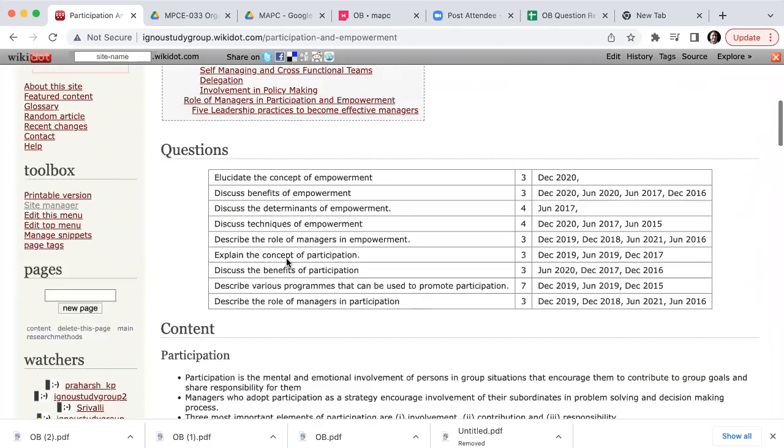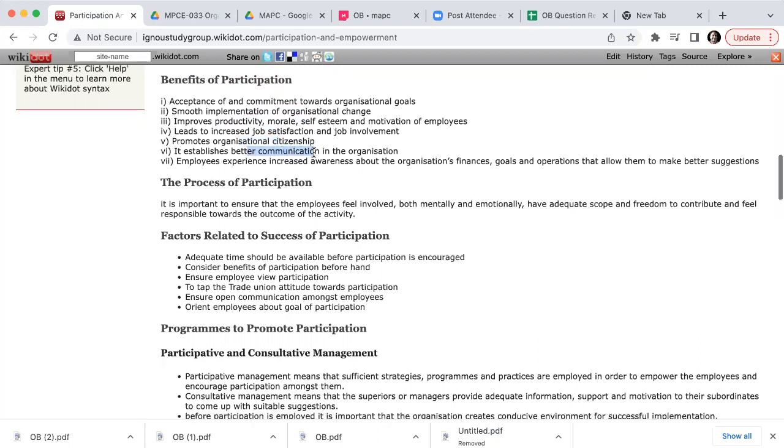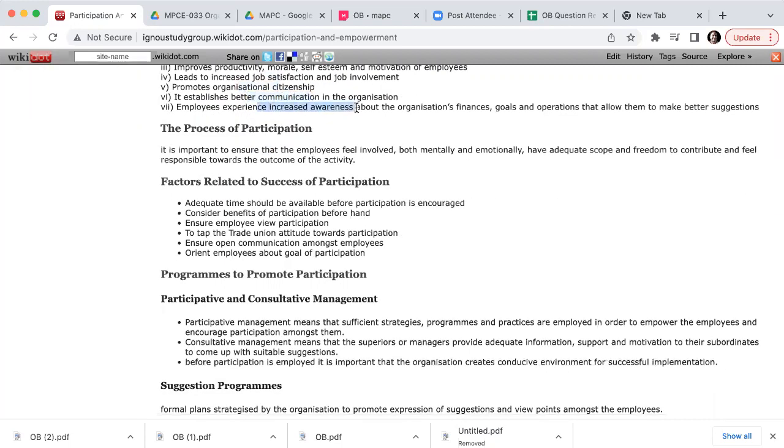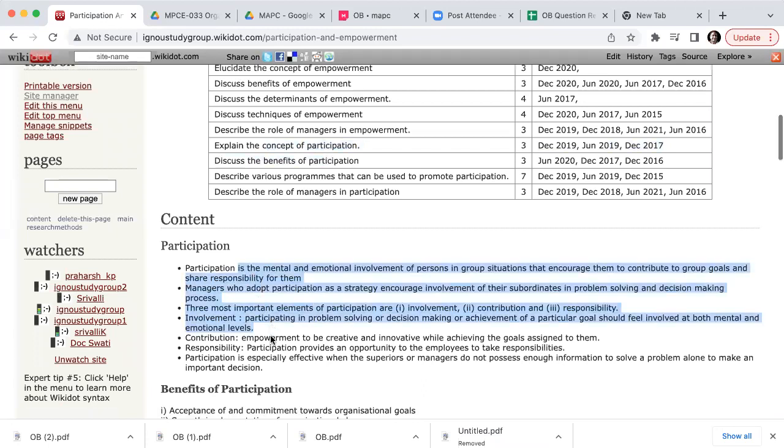Now we are going into the benefits of participation. I think most of the benefits are very ordinary and clear for us. It is going to improve the commitment. It is going to make change very easy because now people are involved in it. It is going to improve productivity, morale, job satisfaction, and organizational citizenship, so they feel more belonging to the organization. It will give better communication within the organization, and employees are aware of exactly where the organization is going. So these are some of the benefits. Benefits is also an important question. So we went through two questions here: the concept and the benefits.